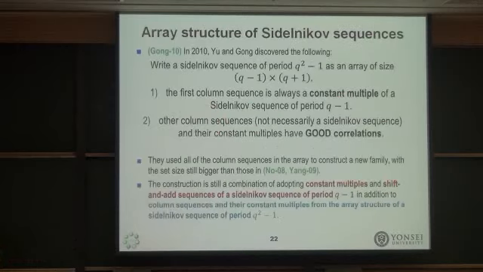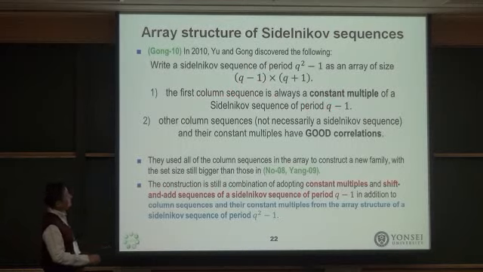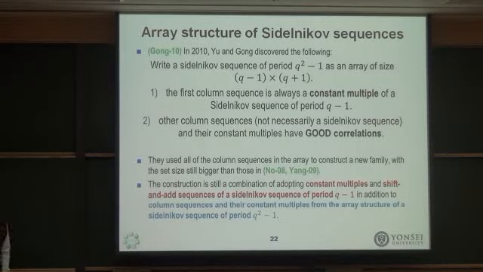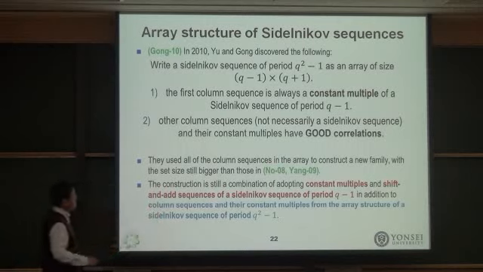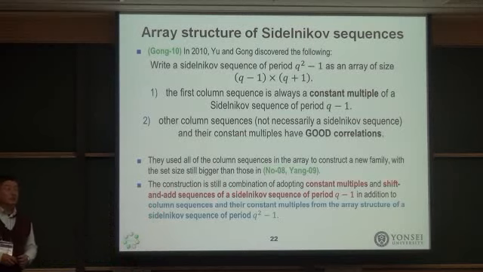and we obtain the same Sidelnikov sequence of period q square minus 1. And then she writes this sequence of period q square minus 1 as an array of size q minus 1 times q plus 1, and observed and proved that the first column sequence is a constant multiple of the Sidelnikov sequence of period q minus 1, because this is the number of rows, and the period of the column sequence is q minus 1. And all other column sequences have very nice cross-correlation values, and also the constant multiples of all other column sequences too. So in addition to constant multiple and shift and add, she newly adopted the column sequences of this array to increase the family size, maintaining the cross-correlation bound.